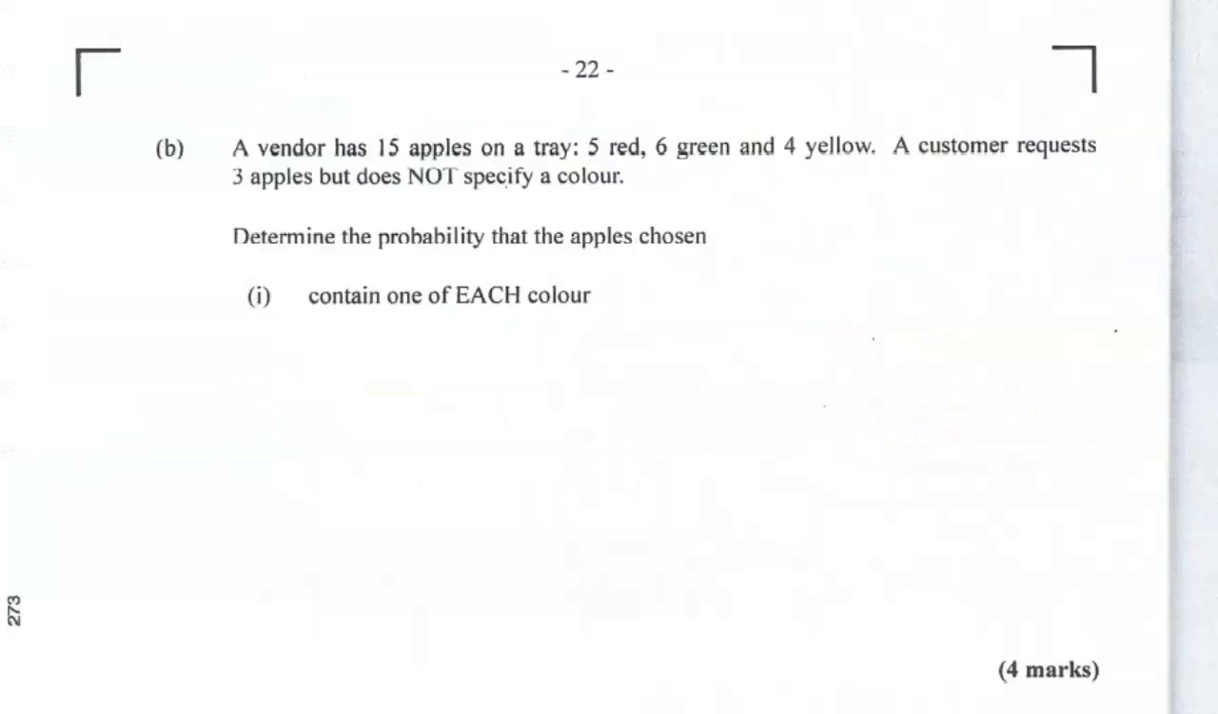So part B, a vendor has 15 apples on a tree. So 5 red, 6 green, 4 yellow. A customer requests 3 apples but does not specify a color. Determine the probability that the apples chosen contain one of each color. Alright, so let's look at the possibilities. The customer can get red, green, yellow.